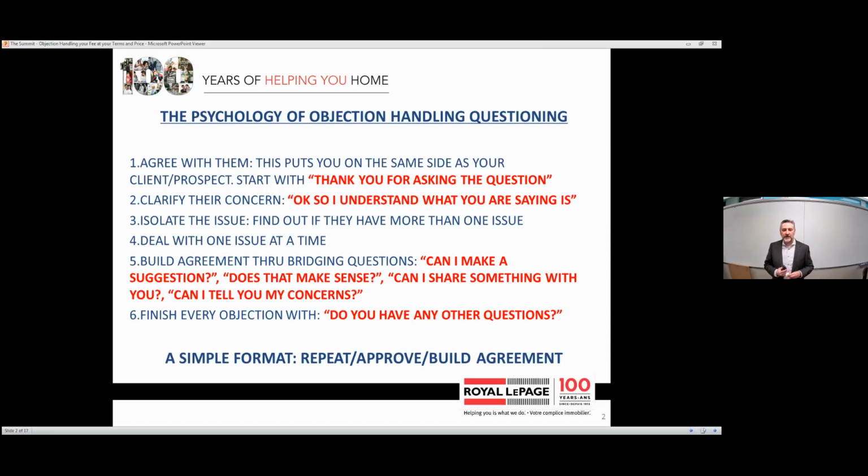It says a simple format: repeat, approve, and build. So the acronym is RAB. Always think of this when you're dealing with confrontation or a situation where there's some friction. Always think of this RAB acronym: repeat the friction point, approve or agree with it, and then move forward with the solution and build something from there.